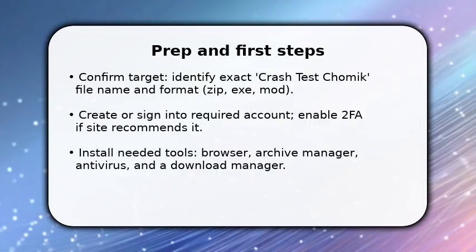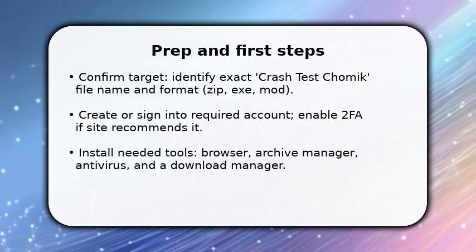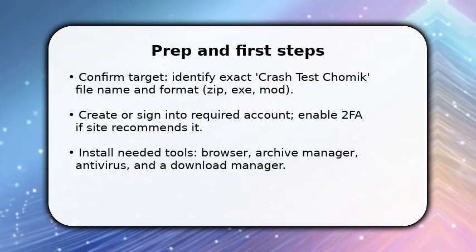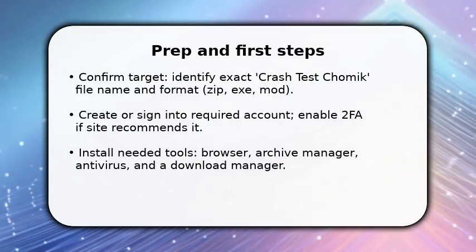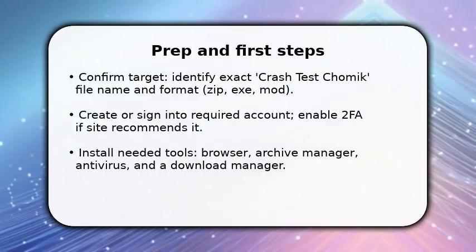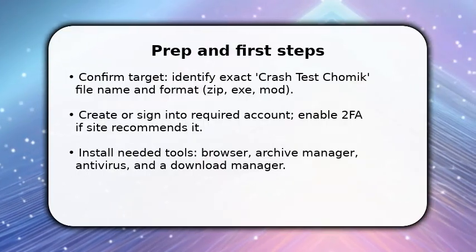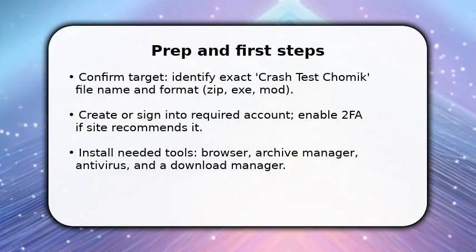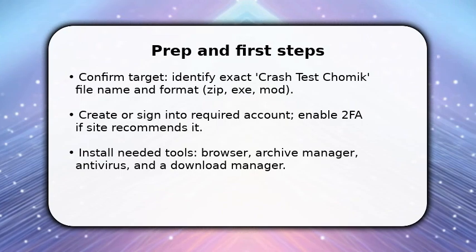You start by locking down essentials. Know the exact file name and format so you don't grab the wrong package. Create or sign into the hosting account now and enable two-factor authentication if available. Once done, make sure you have an archive tool, a reliable browser, an antivirus, and a download manager ready. These first steps speed retrieval and reduce risk. They also let you resume interrupted downloads and scan files immediately after acquisition.